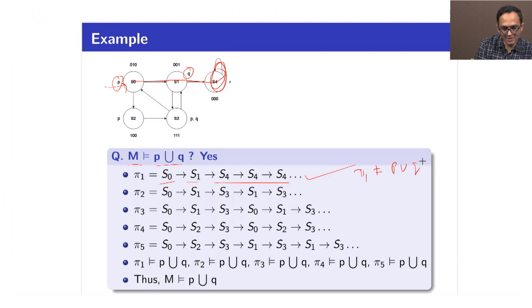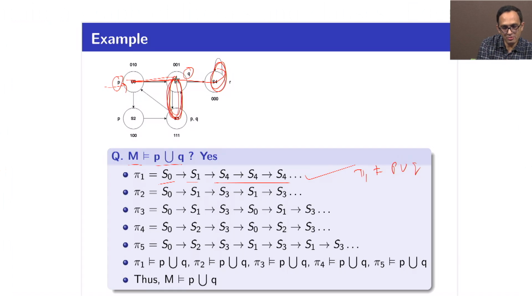There is another path I have taken, S0, S1, S3, and then S1, S3. So, it loops here. S0, S1 and then it loops here.